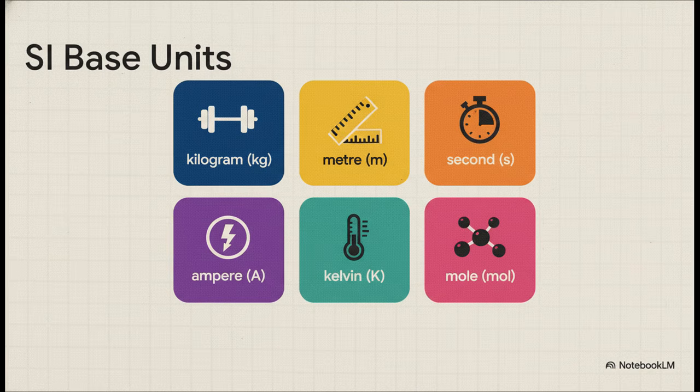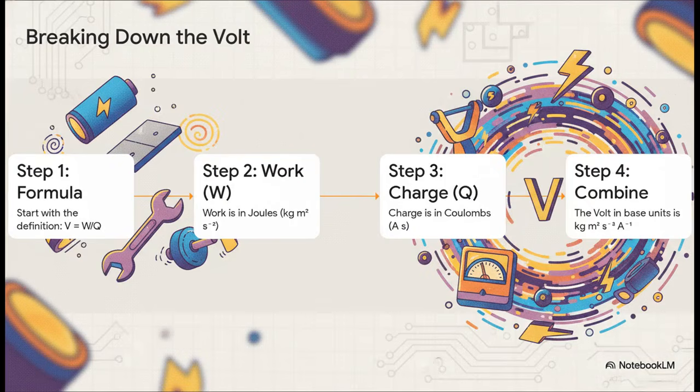Let's run through them. The kilogram, the meter, the second, the ampere, the Kelvin, and the mole. Got it? Good. Now this is like your secret weapon for checking if your equations even make sense. Let's try to break down the volt. You start with a formula you know, like V equals work over charge. Then you break down work into its base units, do the same for charge, and then just combine them. It's a fantastic way to see if an equation you've written down is even possible.